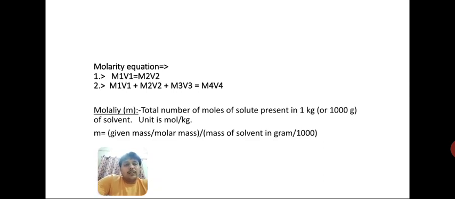Then what is the expression or the formula of this molality? So students, here we can write given mass upon molar mass upon mass of solvent in gram by 1000. So simply it is given mass upon molar mass into 1000 upon mass of solvent, right? So here students, the symbols W2 and W1 are used: W2 for the given mass of solute, M2 for the molar mass of solute, and W1 for the mass of solvent. Okay, clear students? So this is the second type of concentration.